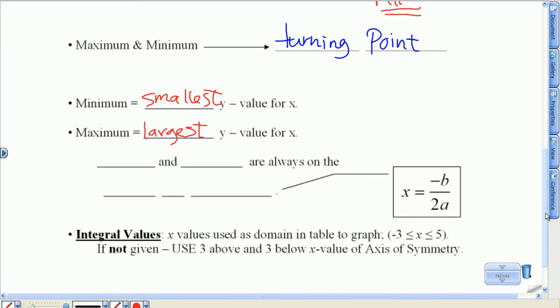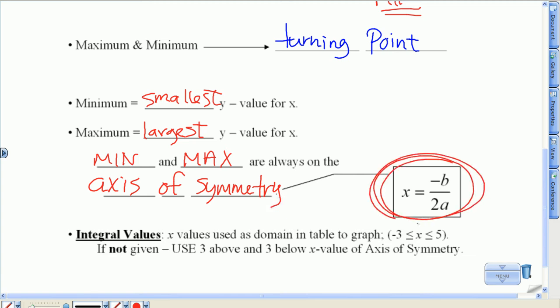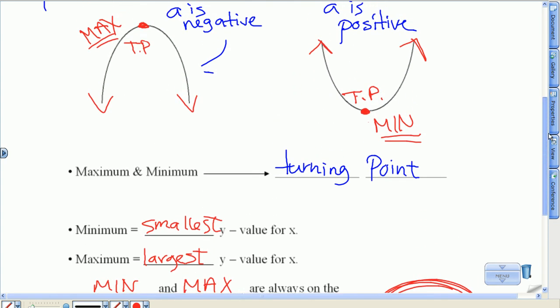Now, the minimum and the maximum are always on something called the axis of symmetry. So what the heck is an axis of symmetry? This is a formula. You see the formula for it here. You'll be required to memorize that formula, so it's critically important that you have it.